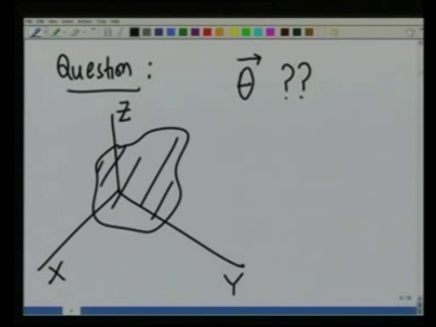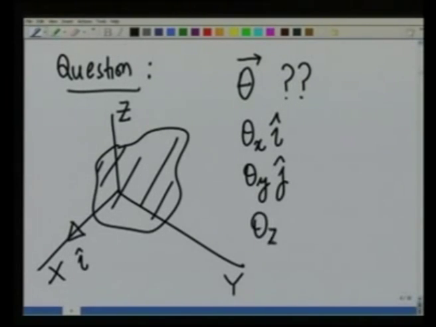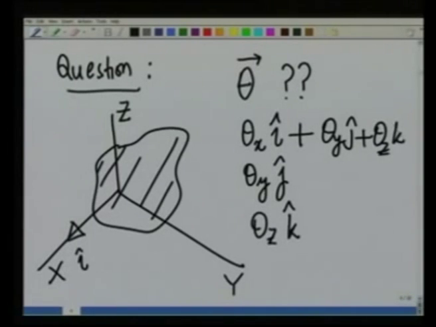I would give the rotation about x a direction along the x axis, rotation about y a direction along the y axis, and rotation about z a direction along the z axis. The question is, do these quantities together, if I take theta x i plus theta y j plus theta z k, constitute a vector quantity?